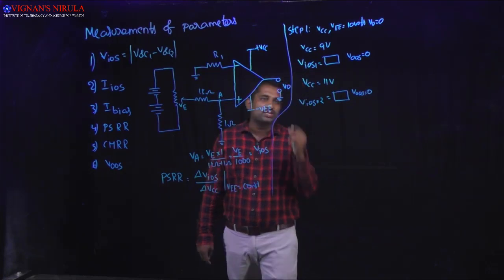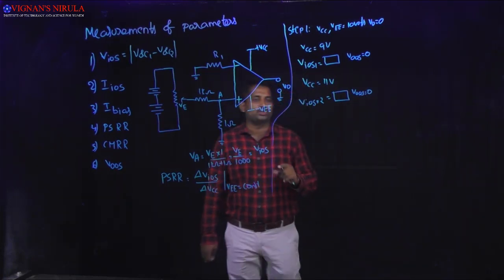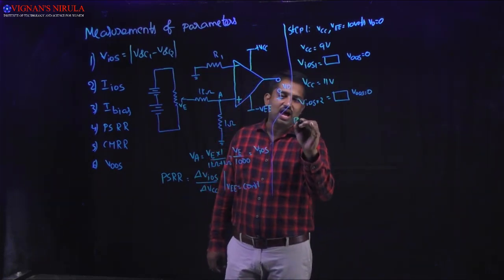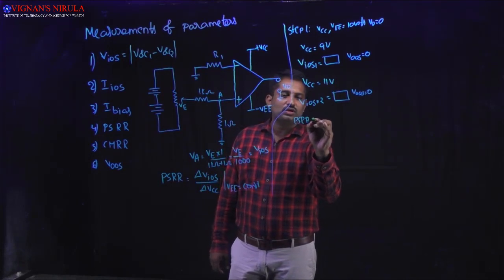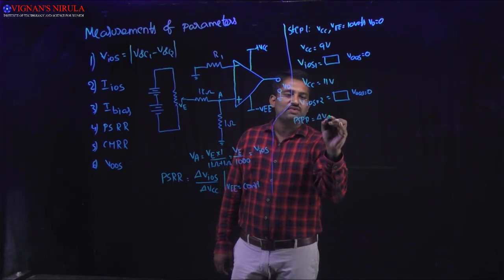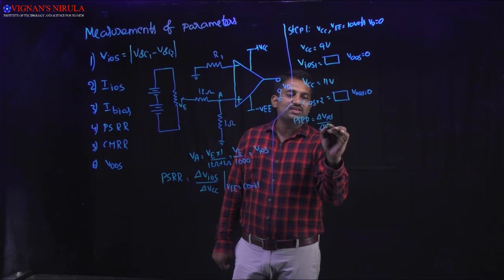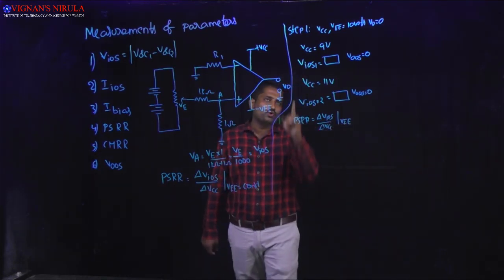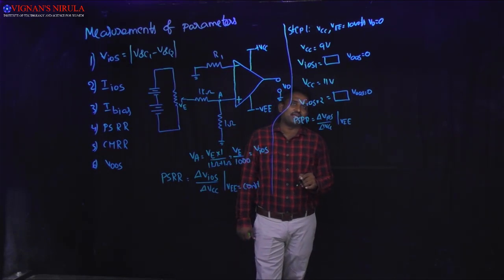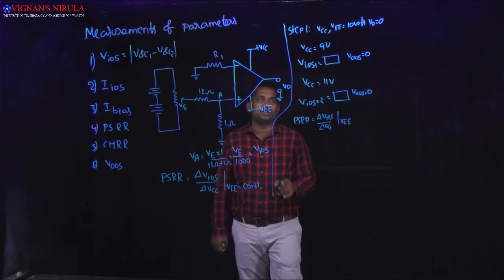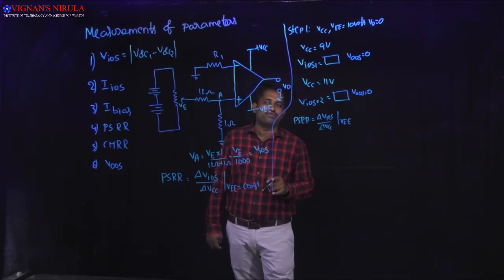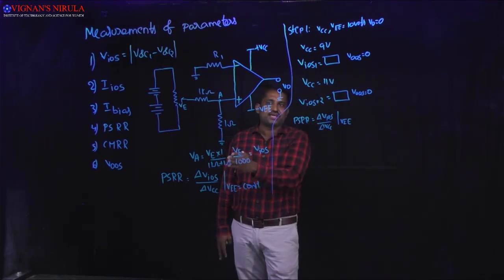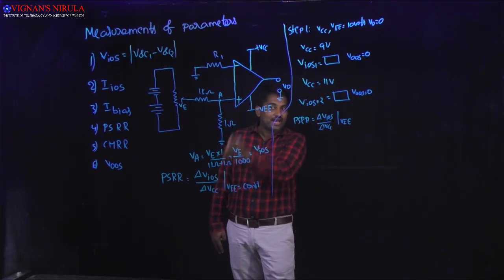So from this, what we can conclude is PSRR will be equal to delta VIOS divided by delta VCC, keeping VE constant. If you observe in this case, I don't change the value of VE, I only change the value of VCC. From 10 to 9 I changed, and then next from 9 to 11.